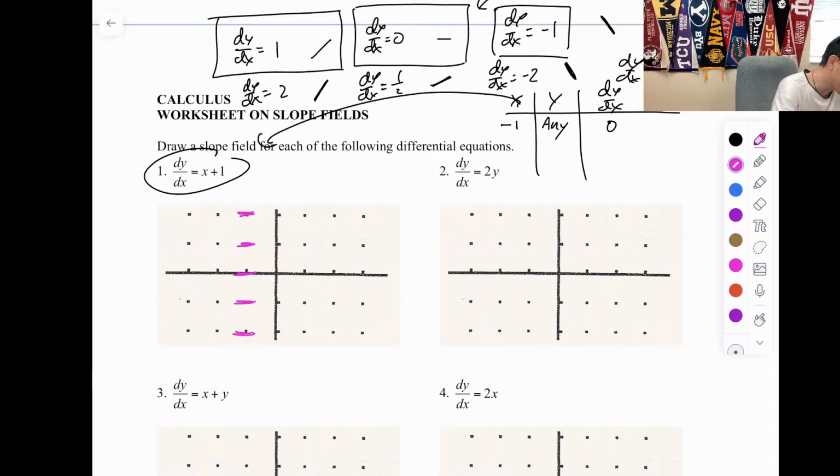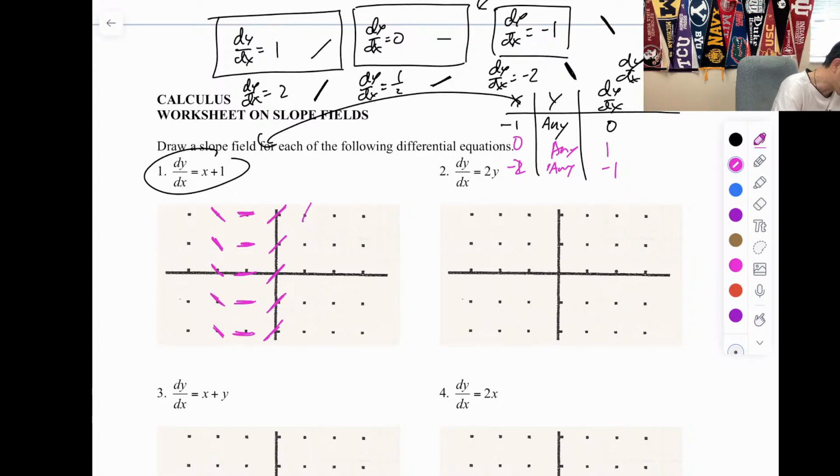Now, what happens when x is 0? That's going to give 1. Does that make sense? So dy dx is going to be right here. And this is -1. Let's say -1 is going to give you -2. Sorry, this is x. This one is going to give you -1, so the slope is going to be right here.